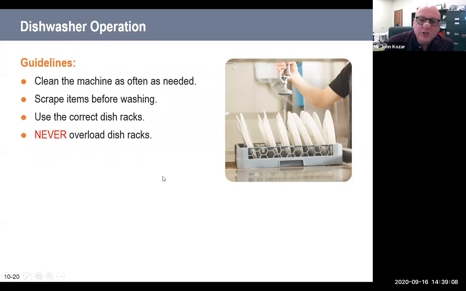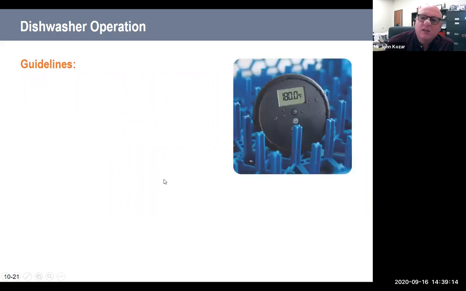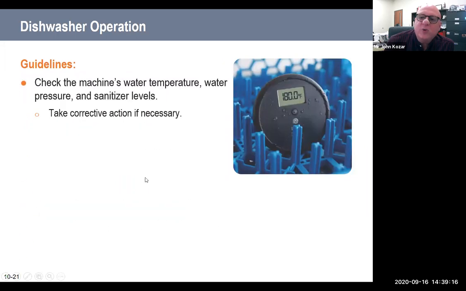Never overload the dish racks. Make sure that all items are air dried. Also, when operating a dishwasher, you want to be able to check the machine's water temperature, water pressure, and sanitizer levels. Take corrective action if necessary. So if this is a high maximum registering thermometer and it comes out of the machine at less than 180 degrees, you know that you need to get that temperature up.